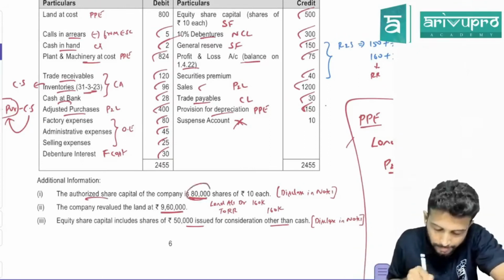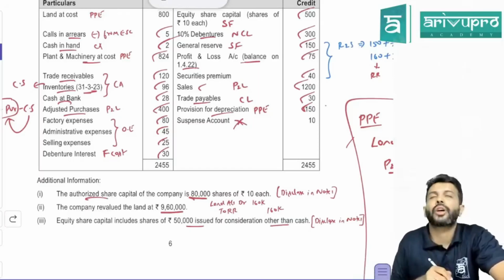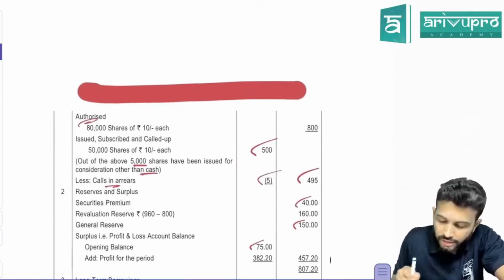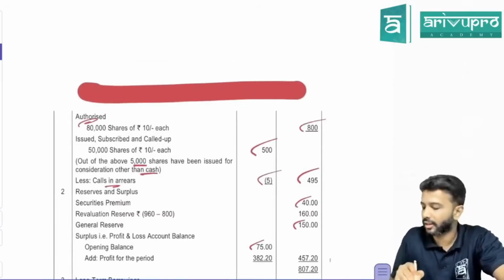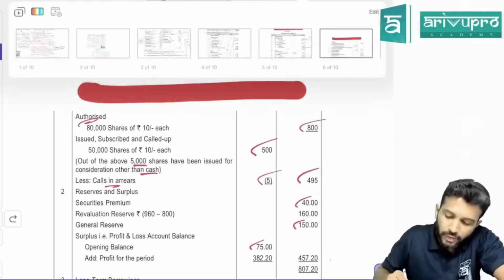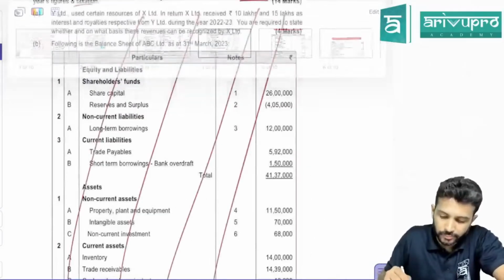So here, how much is authorized capital? 80,000 shares of 10 each. So how much is that? 8 lakh. Check in note number 1. Have they shown authorized share capital as a disclosure? Authorized share capital 8 lakh. All the numbers are here in thousands. No, that's the reason they've shown it as 800. Okay. Next, what is the next point they've told?